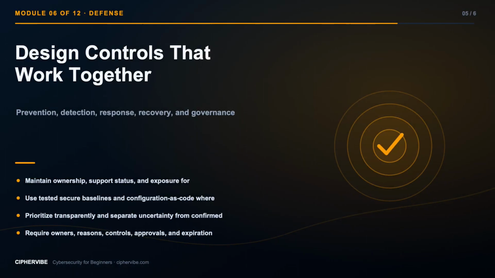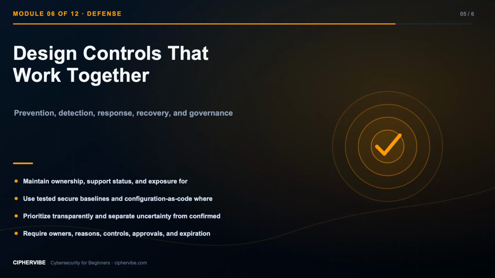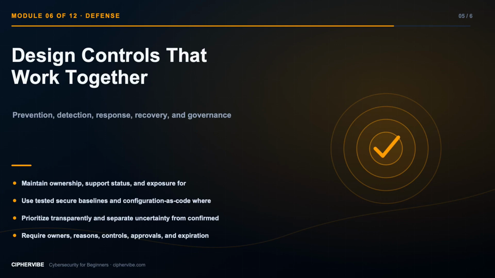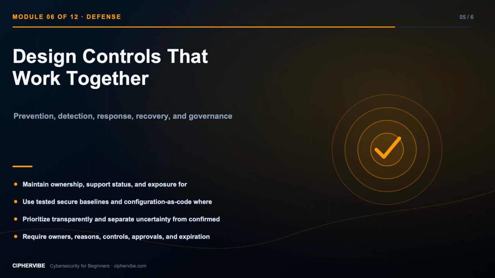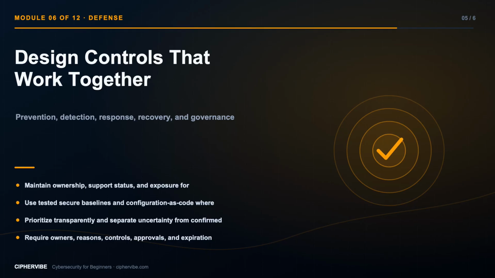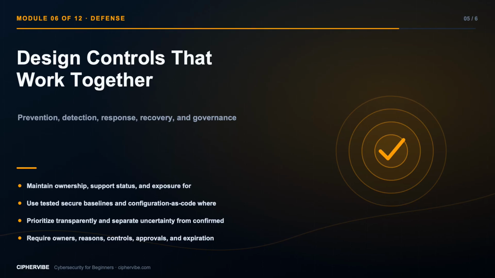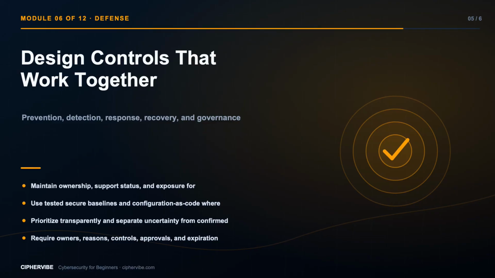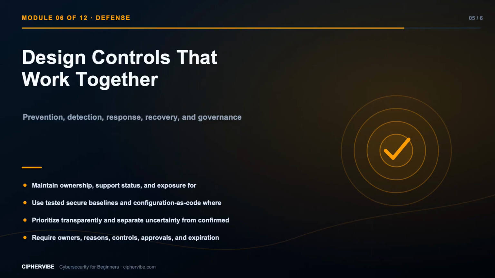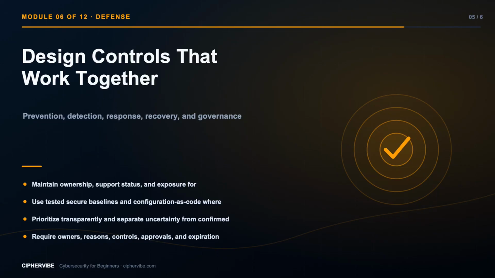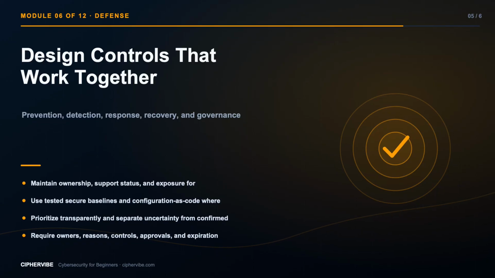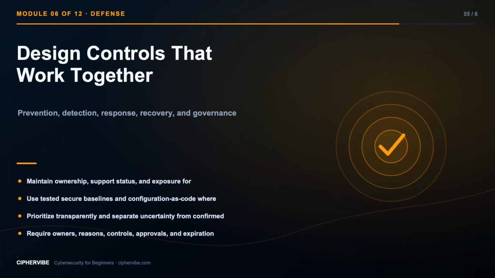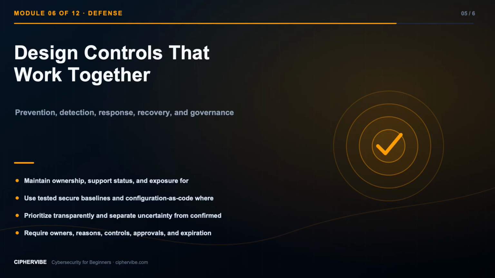Reliable security uses layers because no single control can prevent every failure. First, maintain ownership, support status, and exposure for important assets. Second, use tested secure baselines and configuration as code where possible. Third, prioritize transparently and separate uncertainty from confirmed exploit conditions. Fourth, require owners, reasons, controls, approvals, and expiration for exceptions. Fifth, verify remediation and measure recurrence by root cause.